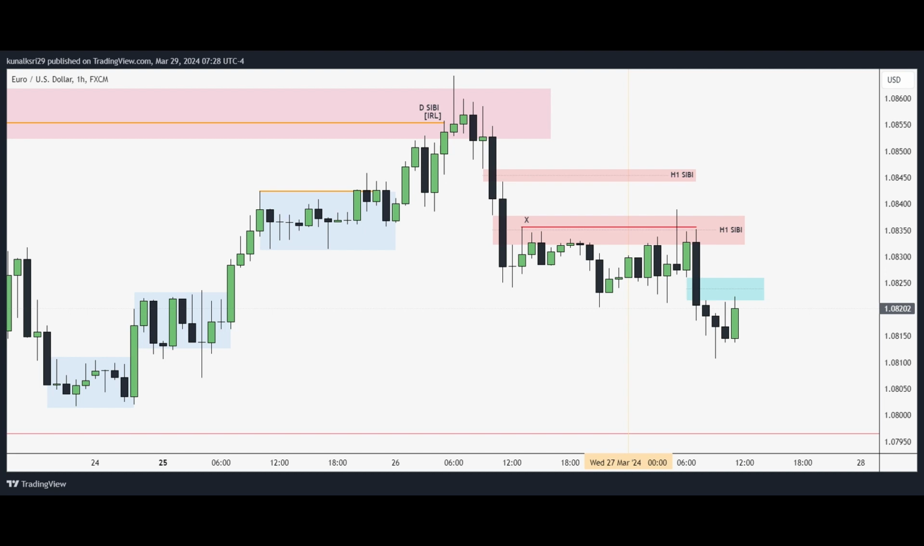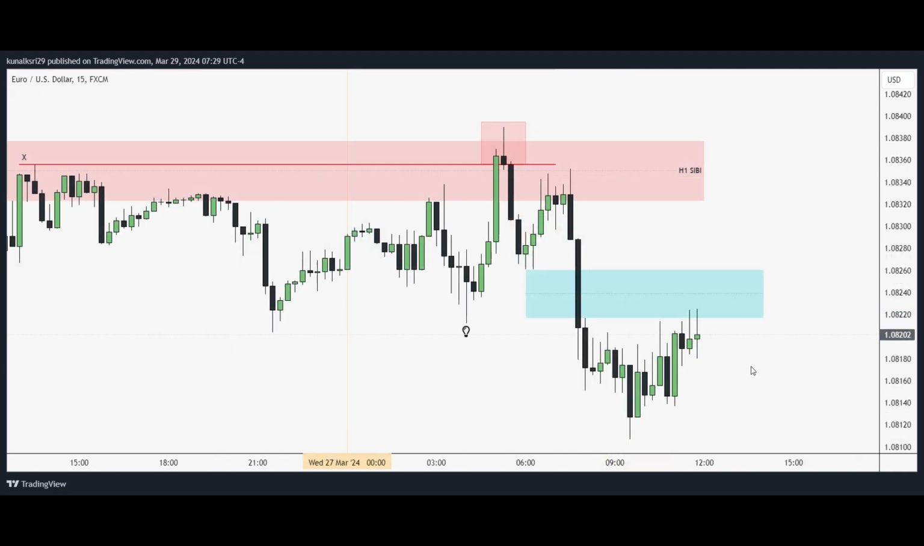But if there had been news on Wednesday, definitely I would have placed my limit here, and my stop will be above this, and I'll target this low basically. Okay, so I want to show the 15-minute time frame, how it was looking on the 15-minute time frame on Wednesday basically.